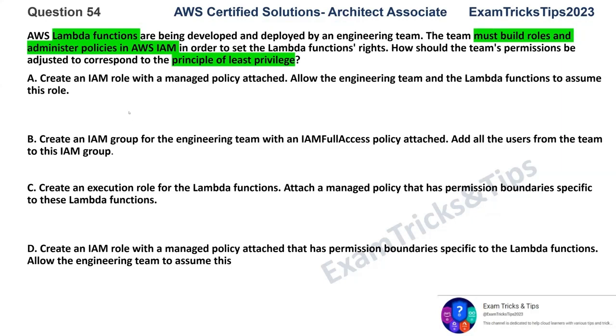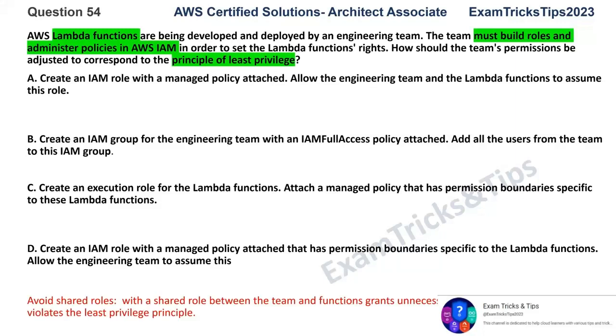Option A says create an IAM role with a managed policy attached, and allow the engineering team and the Lambda function to assume this role. We are seeing there is a shared role being used between the engineering team and the Lambda function, and that's not a good idea. A shared role between teams and functions grants unnecessary access and violates the least privilege principle. There might be a requirement for one particular resource or service, and then a different requirement for the Lambda function. When you create a shared role, you are going to create a superset of roles. That means the engineering team will have access that they're not supposed to have, but the Lambda function has, and the Lambda function will have access the engineering team is supposed to have, but the Lambda function is not supposed to have. So this is not correct. As per the principle of least privilege, you create granular roles and assign those roles to the specific services or resources. So this is an incorrect option.